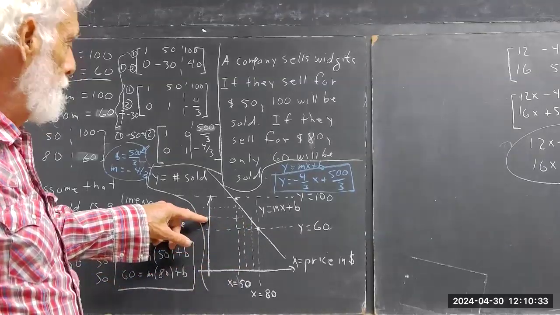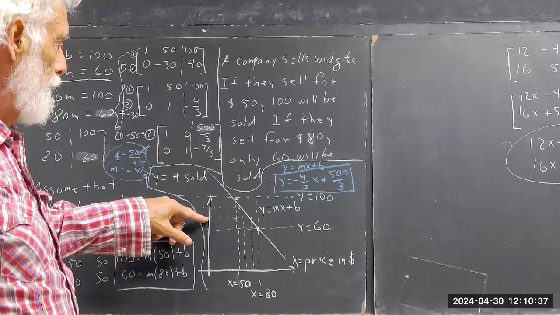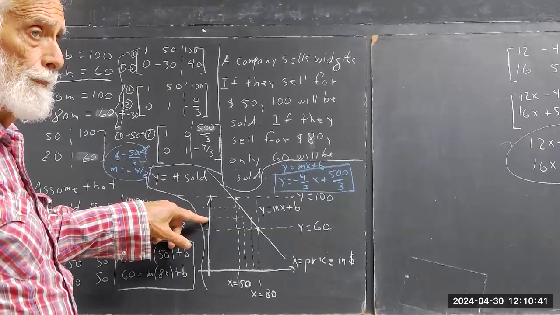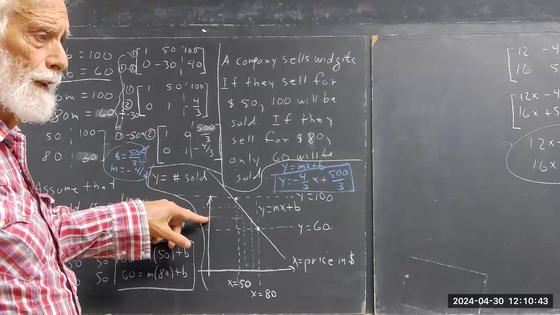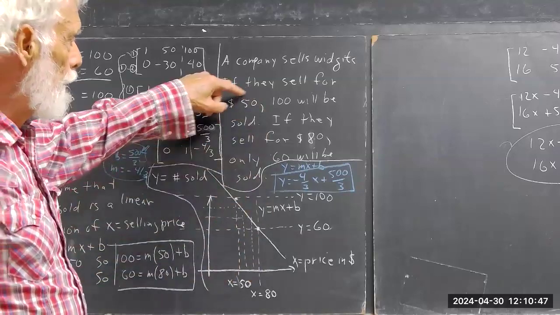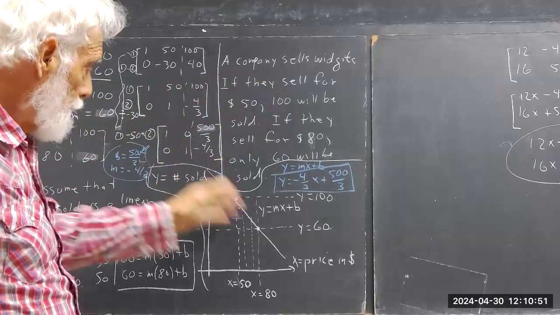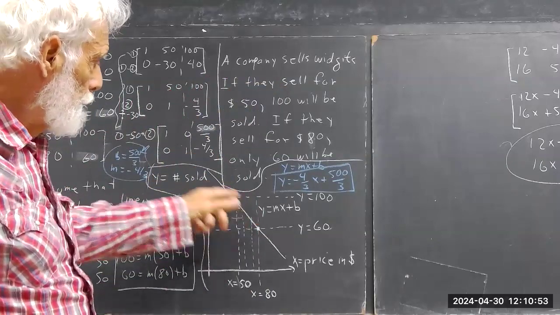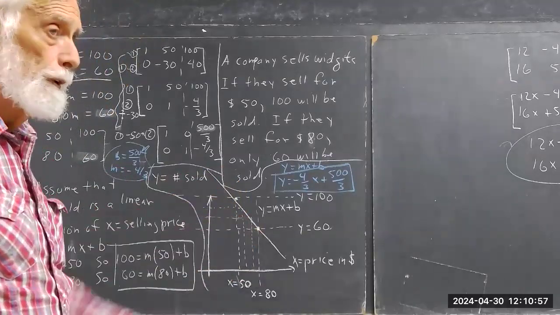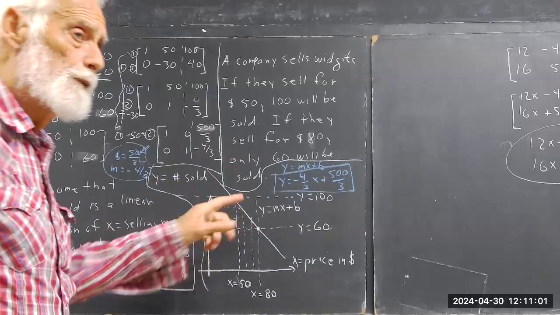It looks like if we sell them for $70, maybe we would sell about 75 of them. And 75 times 70 is 5,250. That's more than the 5,000 I get selling at 50. So I kind of think that somewhere in between there is a sweet spot. What point on this linear graph would give me the best revenue?